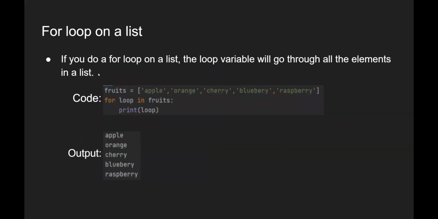If we use the for loop on a list, it'll print each element in the list. So we have a list called fruits, and it's equal to apple, orange, cherry, blueberry, and raspberry. If we did a for loop in fruits and then print loop, remember loop was the count variable, so it'll go through each and every single element. Then it'll print apple, then orange, then cherry, then blueberry, then raspberry. That's just the lesson for today.